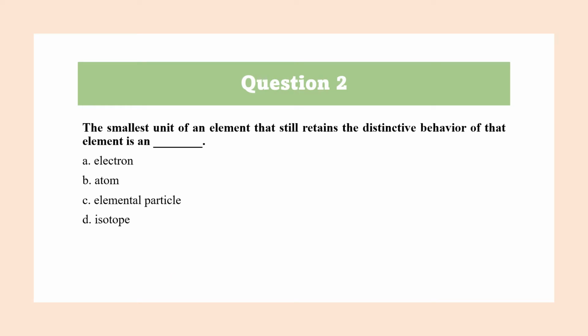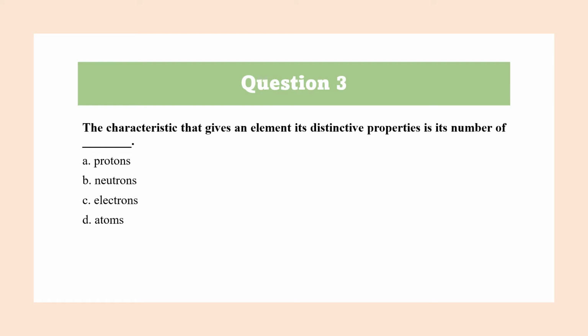Question number 2. The smallest unit of an element that still retains the distinctive behavior of that element is an electron, atom, elemental particle, or isotope. It is an atom. Number B. Question number 3. The characteristic that gives an element its distinctive properties is its number of protons, neutrons, electrons, or atom. It is the number of protons. So, answer number A.